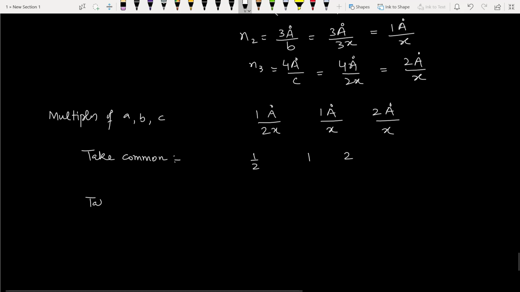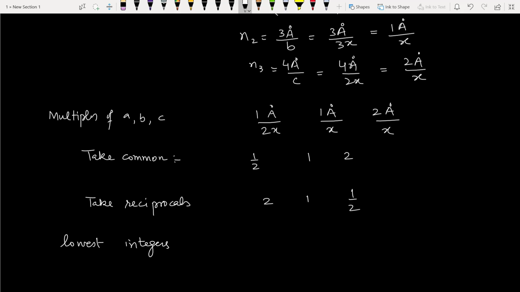Then take reciprocals: 2, 1, 1 by 2. Convert into lowest integers. Multiplying by 2. So this will be 4, 2, 1 plane. So this plane will be 4, 2 and 1 plane. So this is the answer.